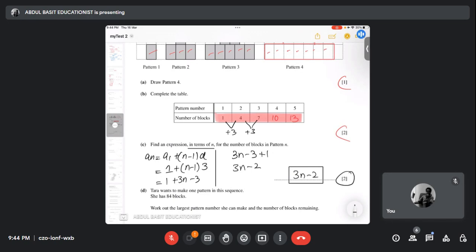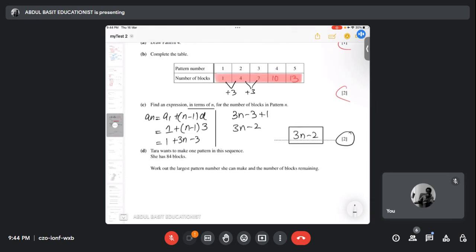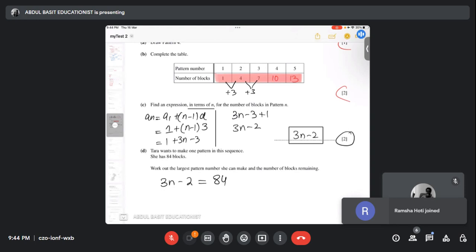Okay. Tara wants to make one pattern in this sequence and she has 84 blocks. How many blocks does she have? She has 84 blocks. Work out the largest pattern number she can make and the number of blocks remaining. Okay, let's see. She has 84 blocks. So the formula for the number of blocks is 3n minus 2. It is equal to 84. Let's check how many blocks she can make.